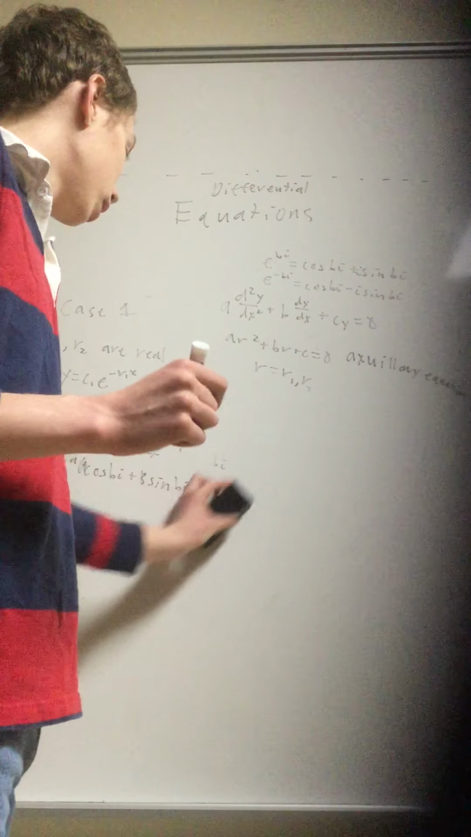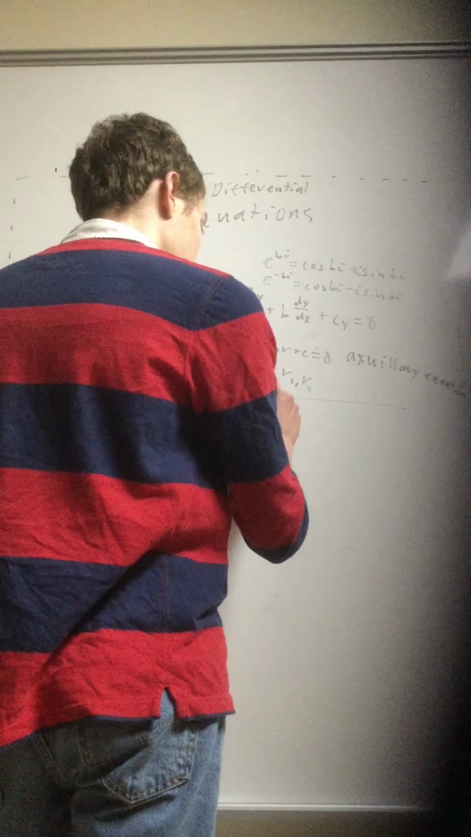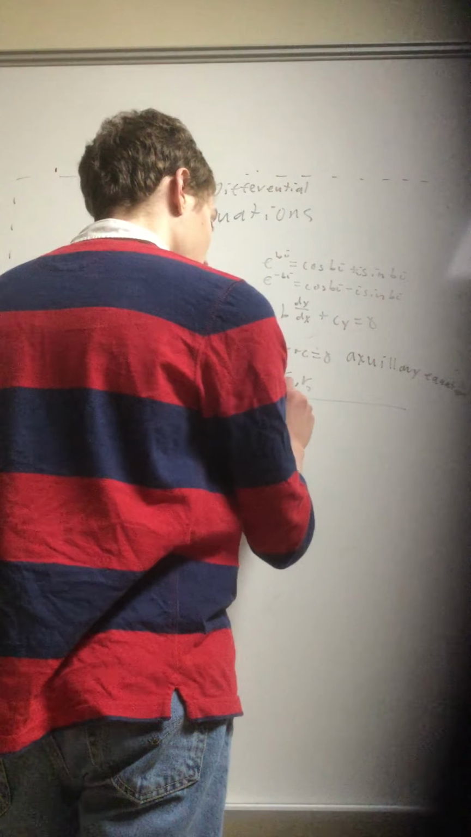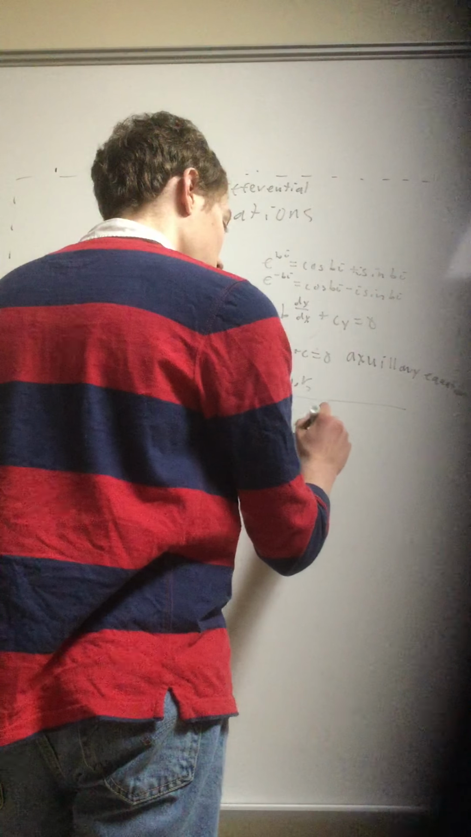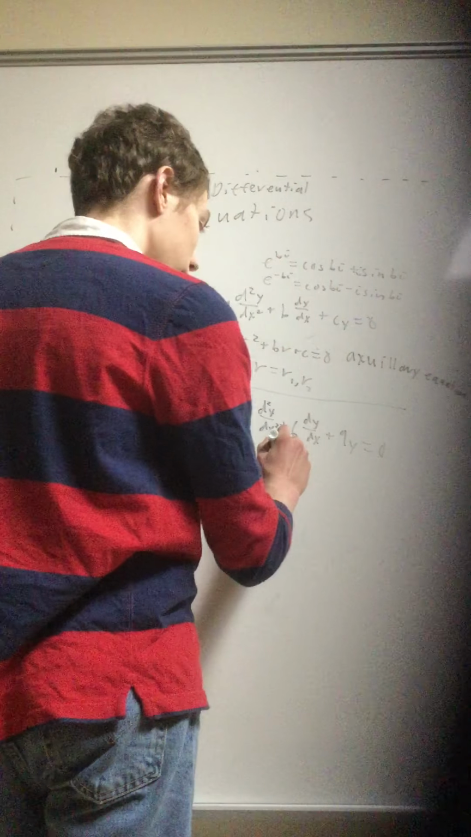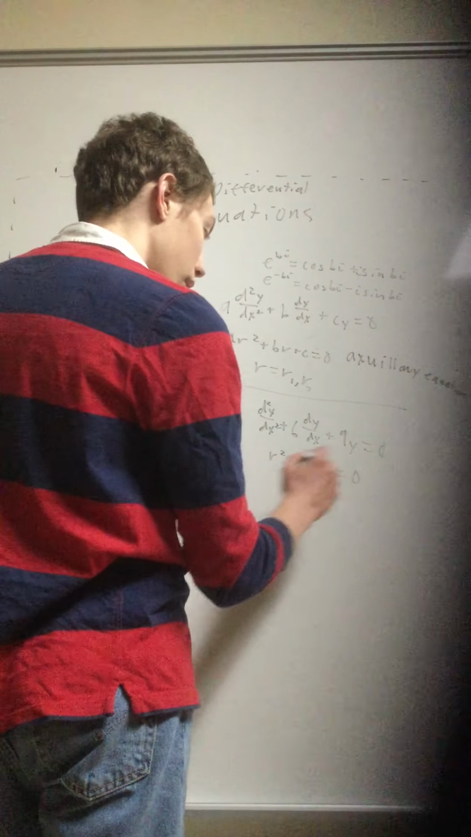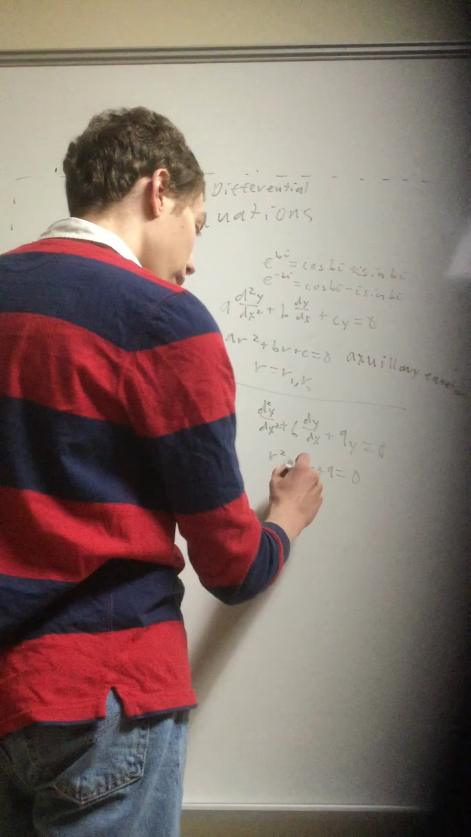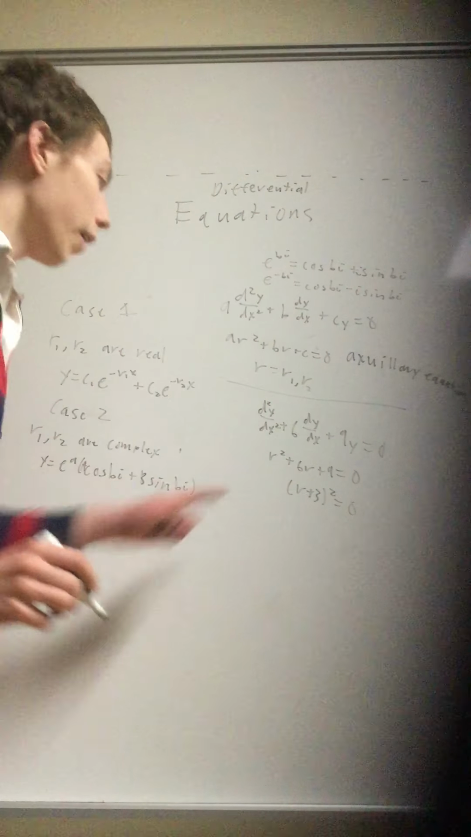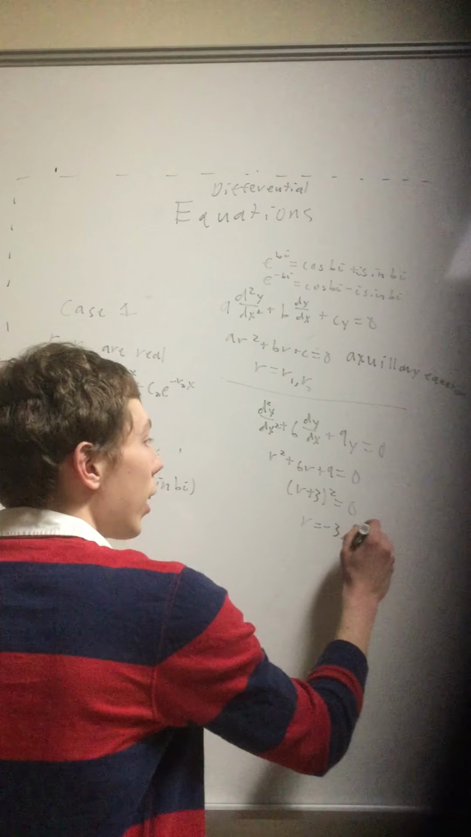And finally, case 3, say we have an equation that looks like this: d squared y over dx squared plus 6 dy over dx plus 9y equals 0. The auxiliary equation is r squared plus 6r plus 9 equals 0. If you factor this, you get (r plus 3) squared equals 0. Well, this is different. This just gives us r equals -3 twice, a double root.